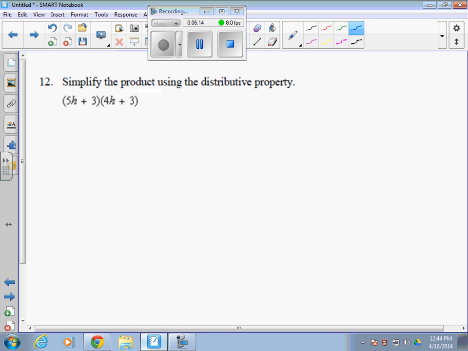Number 12 said to simplify using the distributive property. Again, it almost acts just like FOIL. Take the first term in the binomial, 5h, and multiply it by the whole second binomial, 4h plus 3. Then take plus 3 and multiply it by the second binomial again, 4h plus 3.